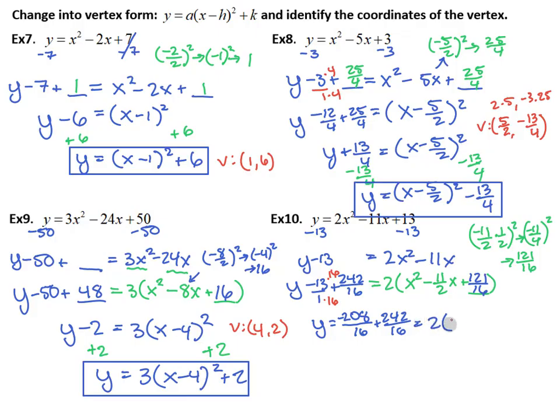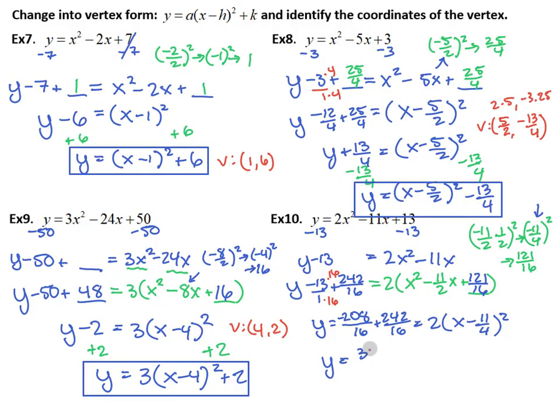equals 2 times, and at least we know that's a perfect square. And here is our half of b before we squared it. So x minus 11 fourths squared. Combine these things with our common denominators over here. It gives me positive 24, I think.